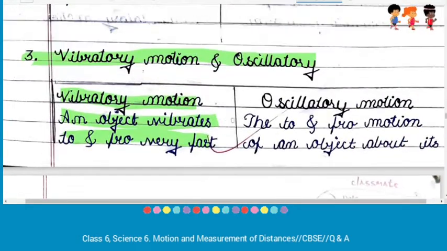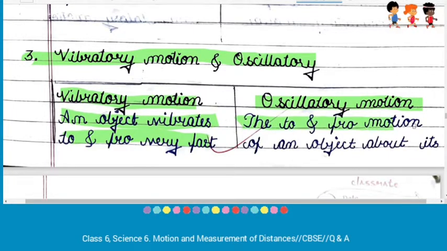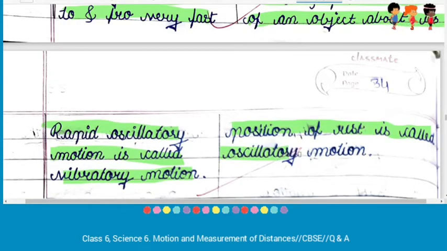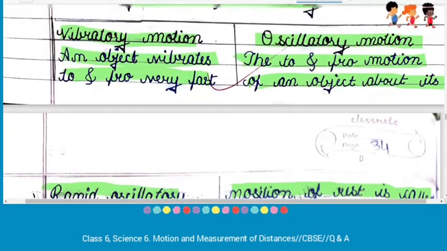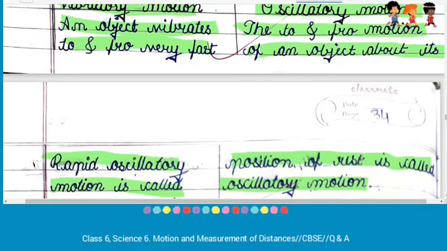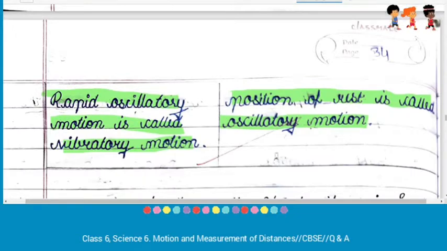Next, what is oscillatory motion? The to and fro motion of an object about its position of rest is called oscillatory motion.